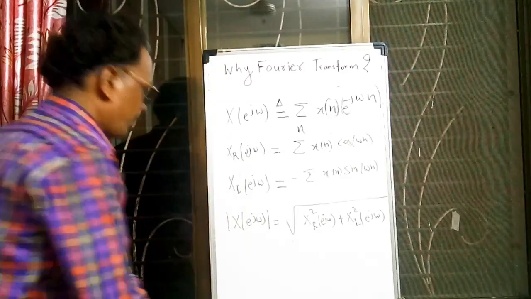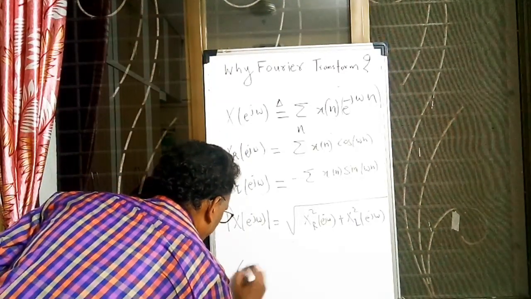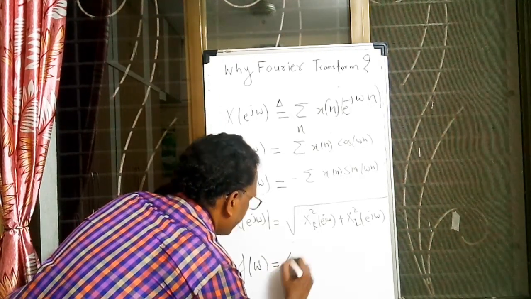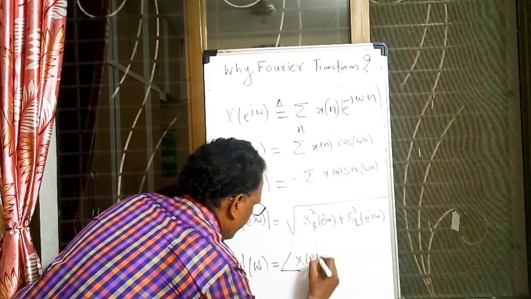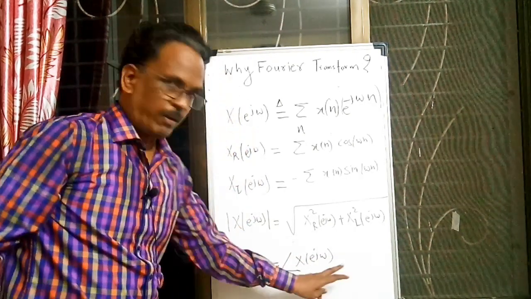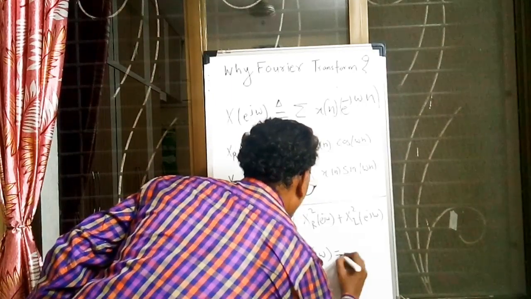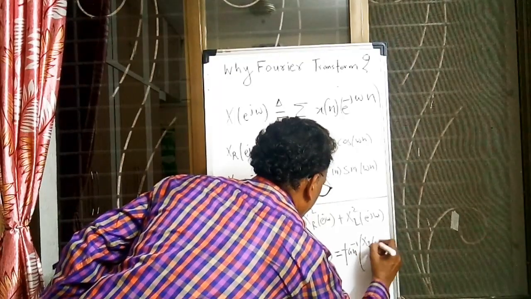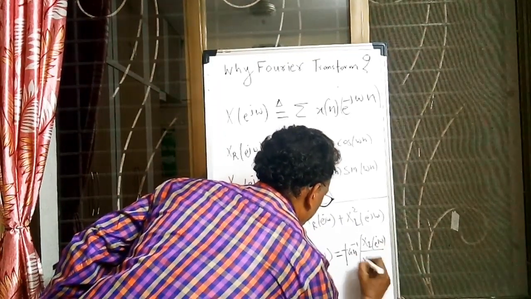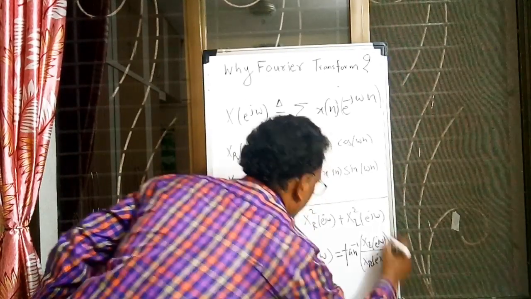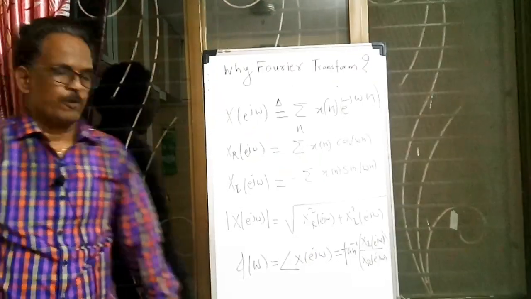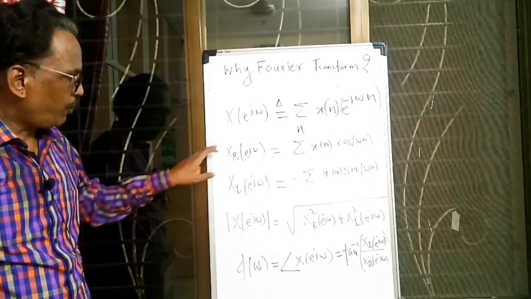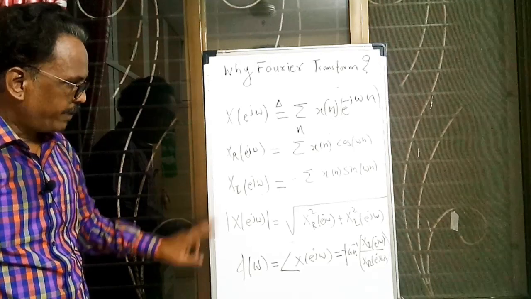So the phase of the Fourier transform can be obtained and denoted by phi of omega, which is also written as the phase of X(e^{j omega}), which is equal to tan inverse of the imaginary part divided by the real part, the imaginary part of the Fourier transform and the real part of the Fourier transform. So after having the real part and imaginary part of the Fourier transform, we can find the magnitude and we can find the phase of the Fourier transform.